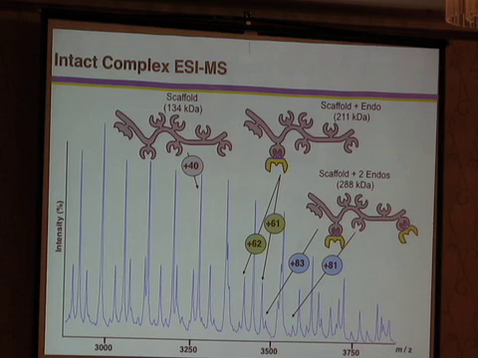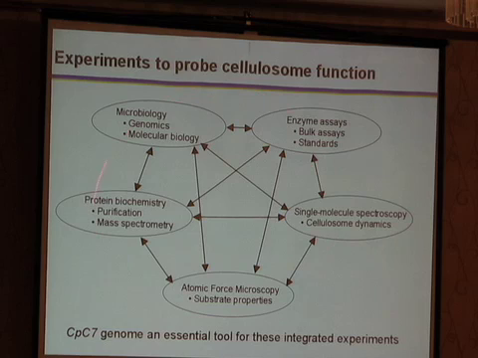So to bring it back to this integrated set of experiments we're doing, we talked briefly about the genomics that launched it, and some of the molecular biology that we can do from that. The protein biochemistry and the mass spec have been critical in terms of understanding these complicated mixtures that the organisms put out into the media. And we're using this information to inform our enzyme assays, develop those, and also single molecule and atomic force types of experiments. Again, this has all been due to the fact that we really had to have this genome for the organism in order to even get started on this project.